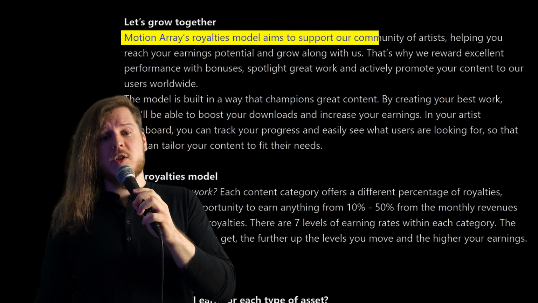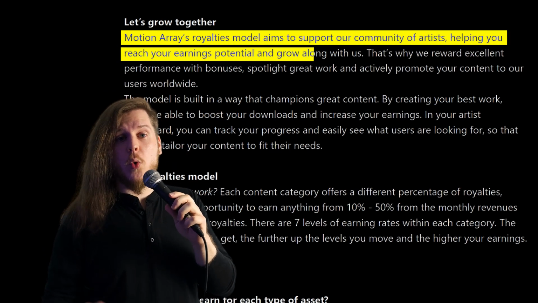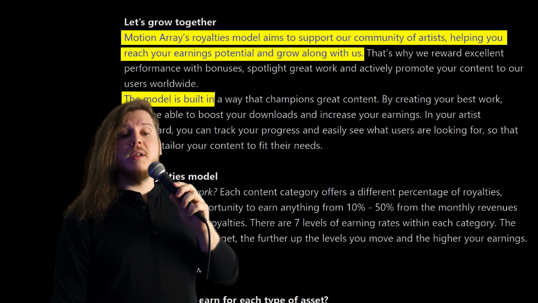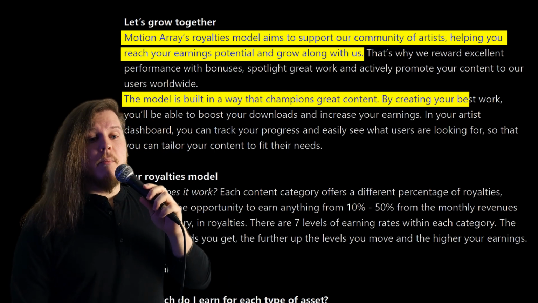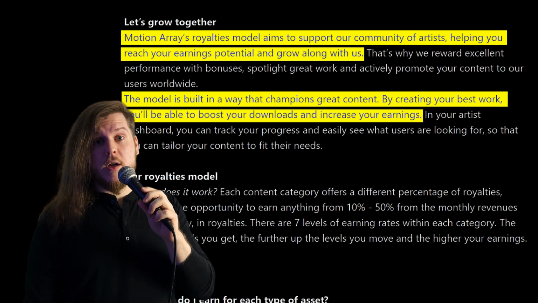So what is Motion Array's royalty split? Let me quote some stuff. Motion Array's royalties model aims to support our community of artists, helping you reach your earnings potential and grow along with us. The model is built in a way that champions great content. By creating your best work, you'll be able to boost your downloads and increase your earnings.